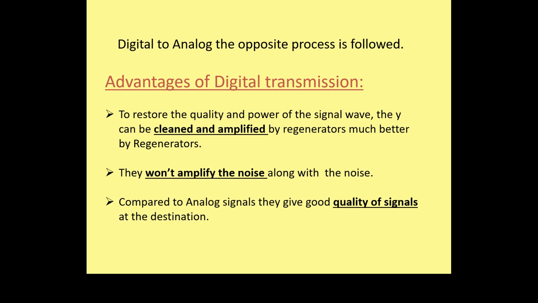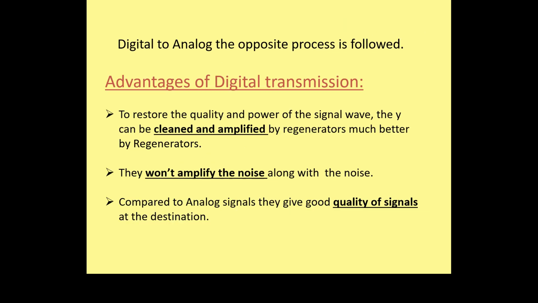In digital transmission, the actual data can even be amplified later. Therefore, the second point to be noted is that they won't amplify the noise along with the data. In analog form, the noise is also amplified along with the data. But in digital transmission, the noise is not amplified, only the data that we need is amplified. Noise is not at all amplified. And the other thing is that the quality of the signal is much better compared to the analog signal.